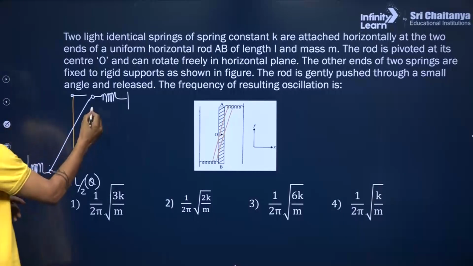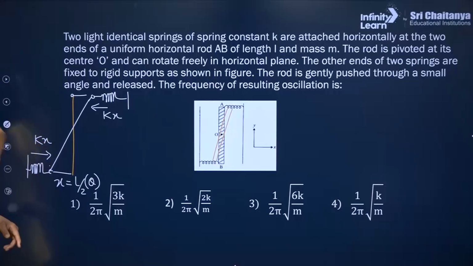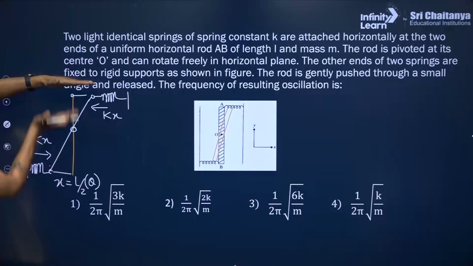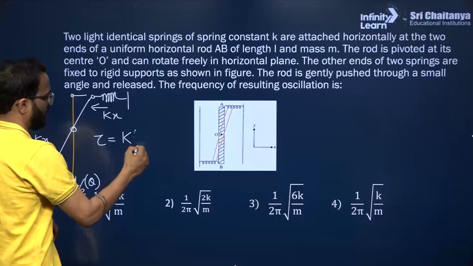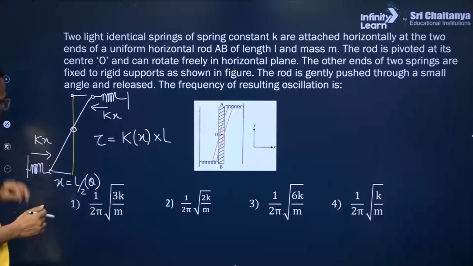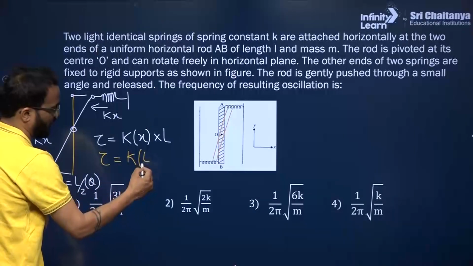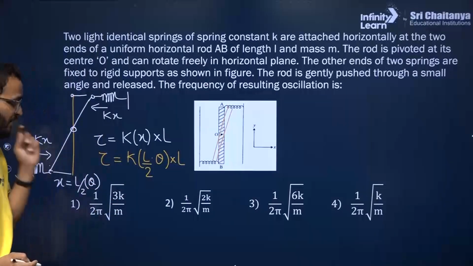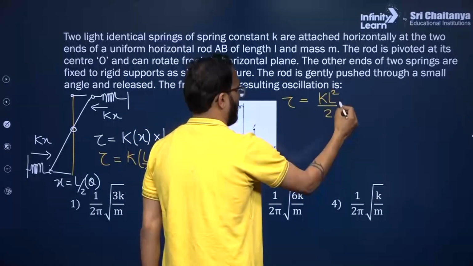So both springs will apply a force known as Kx, and this force will produce a torque, right? So these are couple forces. So what is the torque? Couple forces multiplied by the perpendicular distance L. So tau will be Kx into L. Did you understand? So tau will be K into L by 2 into theta into L. So what will be tau? Tau will be K L square by 2 times theta.